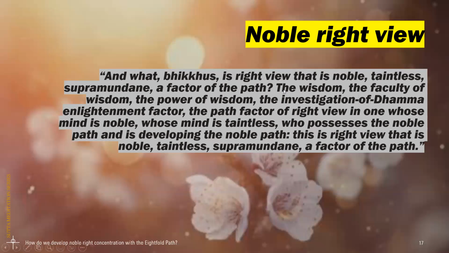The second one is where the Buddha refers to noble right view or supramundane right view, and he talks about the mind that is noble, the mind that is taintless, the one who possesses the noble path and develops the noble path. Ariyacittasa is the one whose mind is noble. These are minds like the noble arahants in the pure abodes. Anasavacittasa, one whose mind is taintless, is again these noble arahants.